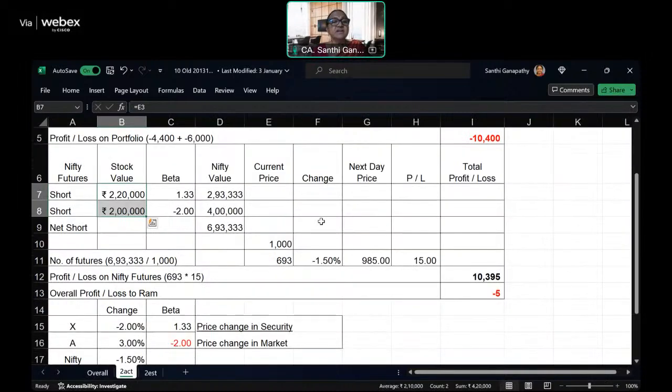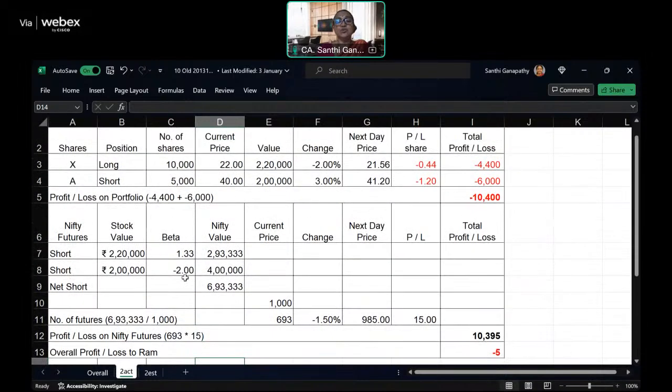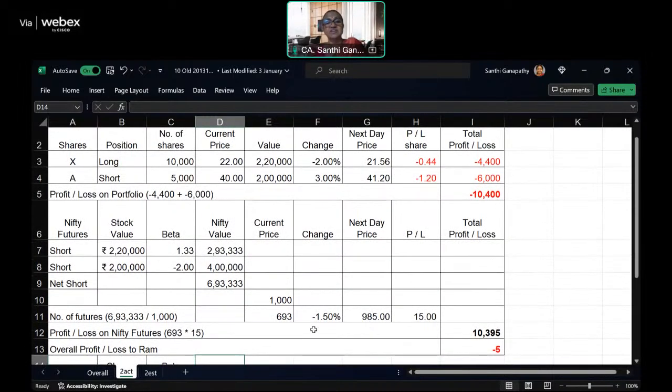If you look at the actuals, change in security divided by change in market is the beta. Your actual beta, if you see, is 1.33 and 2. If you had estimated this 1.33 and 2 correctly, there would be a loss only because of rounding off, because you cannot take 693.333 contracts. You have rounded off to 693. Now you see, there is only a loss of 5 rupees. So the reason why you had a loss is because you did not estimate beta correctly. That has cost this loss.